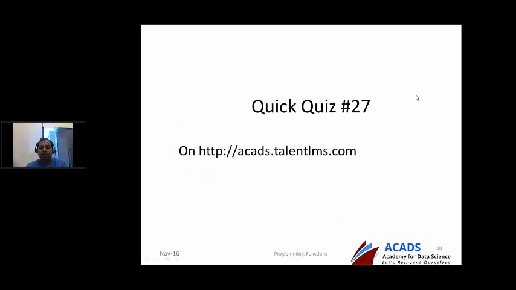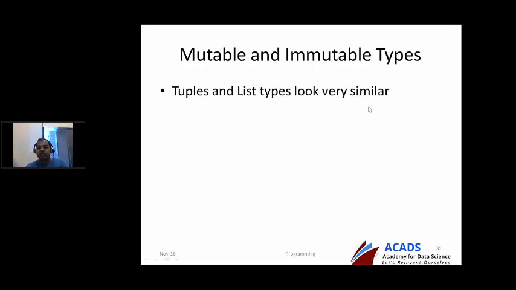So I think I will skip quiz 27 at this point, and we'll come back to it, but let's discuss the mutability. Okay, so there is one question, a question by Tejas. He is asking, in what situation do you prefer a tuple over a list? Okay, so to answer this, I will have to discuss mutability and immutability first, and then I will come back to this question. Okay, so the very next slide is about mutable and immutable types.